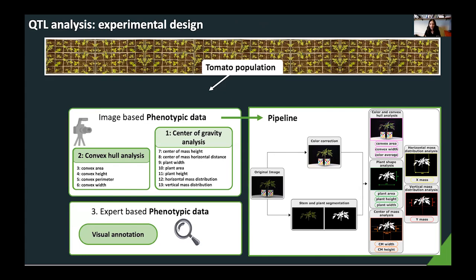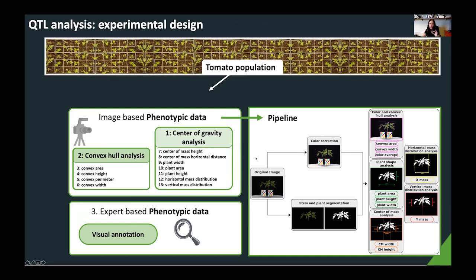So once we had descriptors or metrics that we liked to describe wilting, then Ed's group built a pipeline where they took our original images, they color corrected them based on this fiducial marker down here and found the plant mass, and then analyzed the descriptors from the mass.